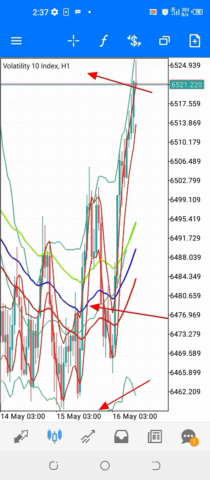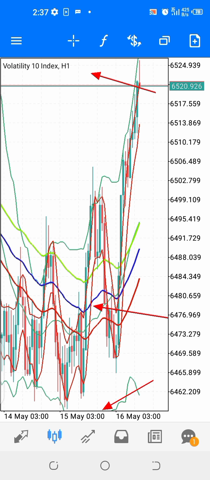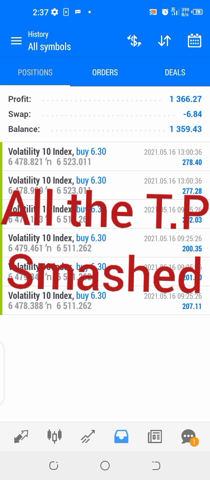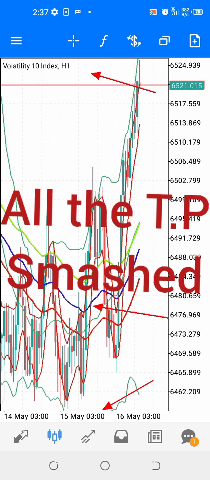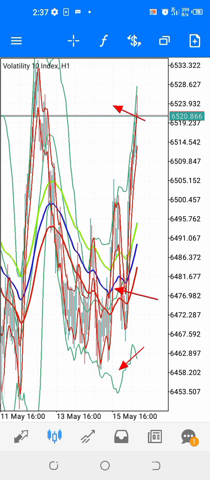Alright, this is the outcome of the trade. TP has been smashed accordingly. Right, these are all the positions closed. Right, so this is patience.